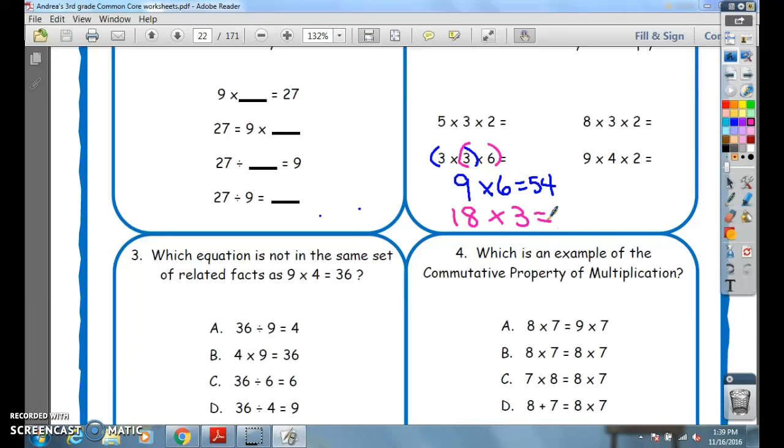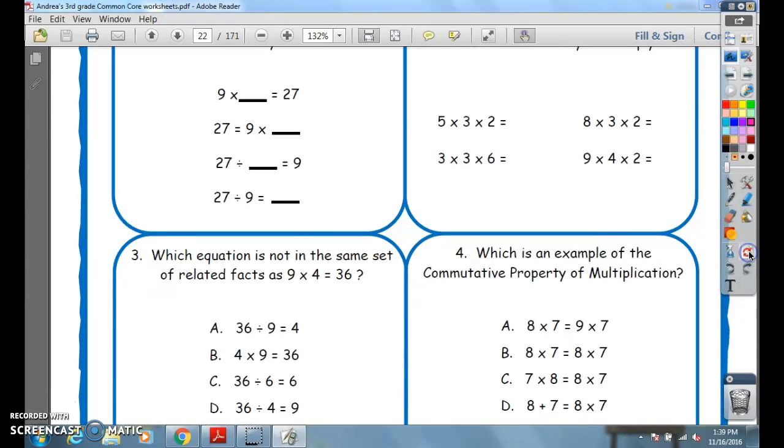But that seems a little more difficult because you have to do 3 times 10 is 30. 3 times 8 is 24. 30 plus 24 equals 54. So the easiest way for me would have been to do it the first way. 3 times 3 equals 9, then times 6.